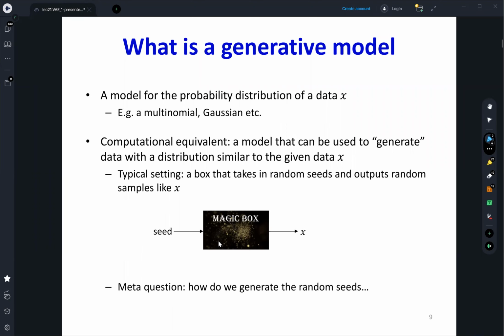So in a typical setting, you can think of your generative model as a box which takes in some random seeds, and based on these random seeds, it outputs random samples which look similar to the kind of data that you're trying to model. And in this context, something that we won't touch on right now is where these random seeds come from, that this box will use to generate data.